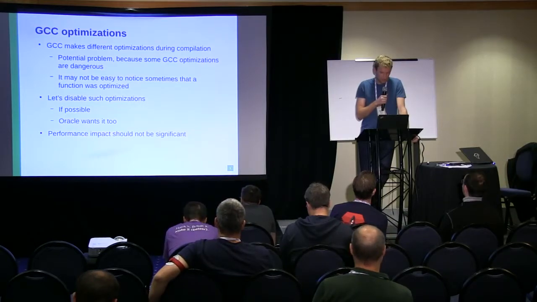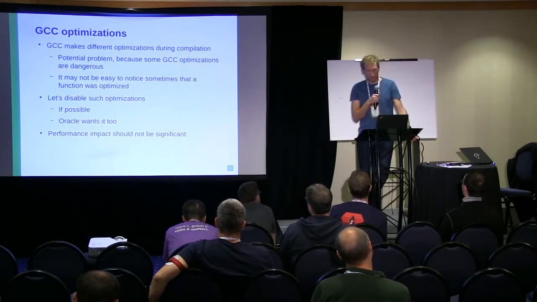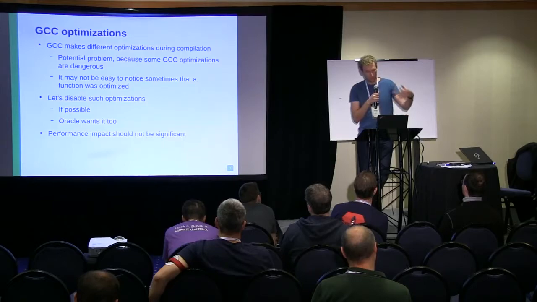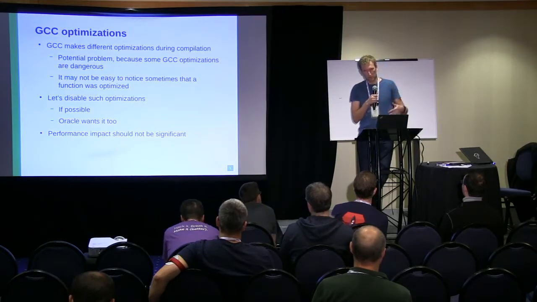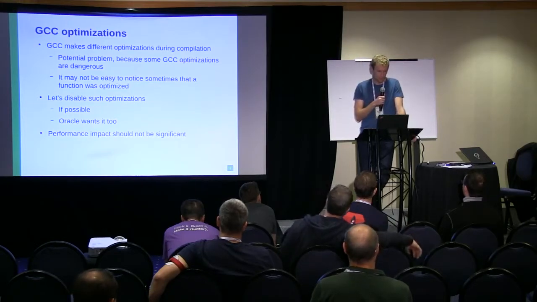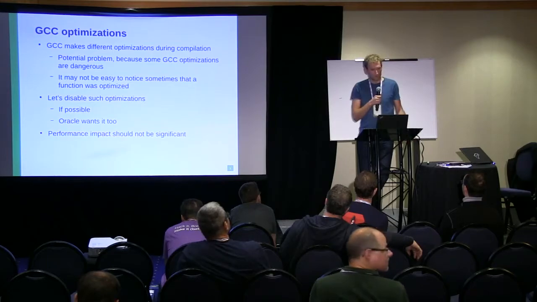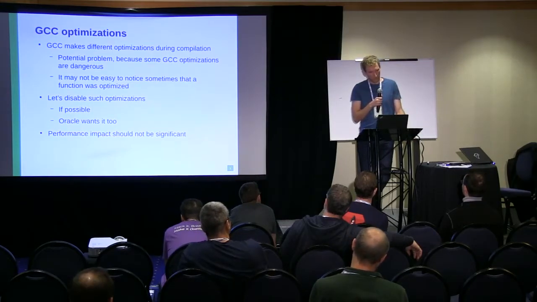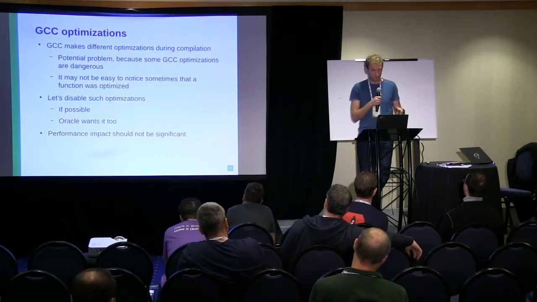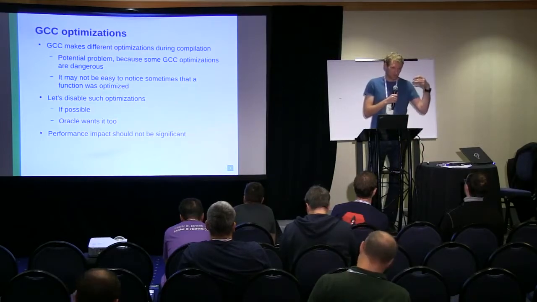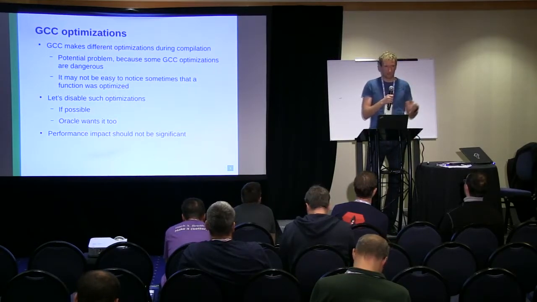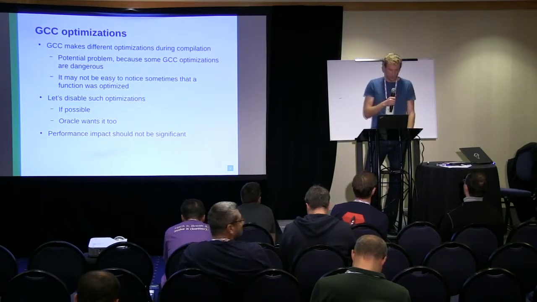And how to say that? It would be quite uncomfortable from the maintenance point of view to keep track of these dangerous optimizations, because GCC evolves quite a lot, so with every major version, there are new optimizations. So we would have to be careful about it to know that new optimizations are somehow dangerous. It would be better to have one option which would disable what's necessary and let the GCC guys care about it.